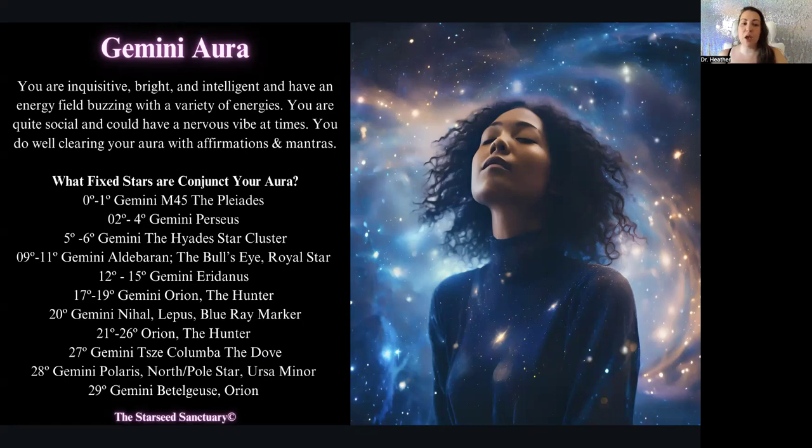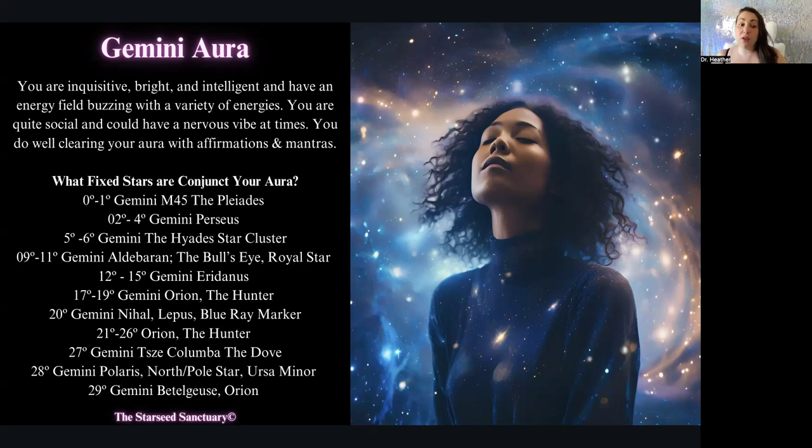And you do really well clearing your aura with affirmations, with mantras, with invocations, saying out loud, I'm now choosing to clear. I command things to clear out of my aura. Many different ways you can do that with your words, with the power of your word for Gemini aura. And then you want to look up the degree of your natal asteroid aura. If it's in the sign of Gemini, what fixed stars are conjunct your natal asteroid aura?